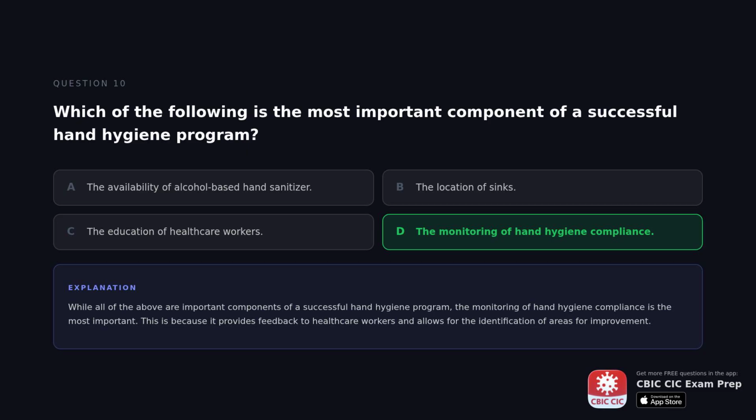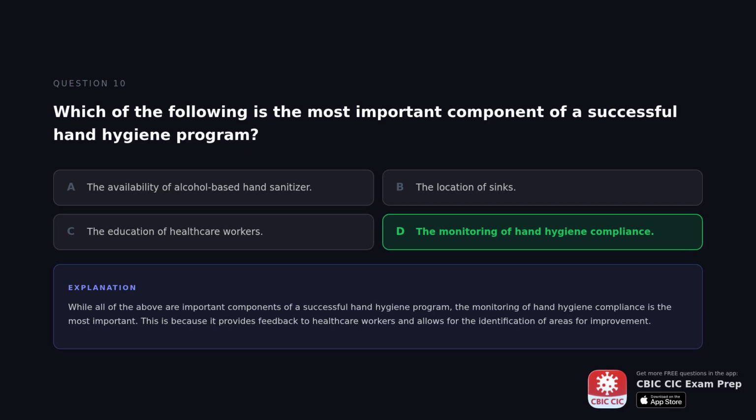The correct answer is, the monitoring of hand hygiene compliance. While all of the above are important components of a successful hand hygiene program, the monitoring of hand hygiene compliance is the most important. This is because it provides feedback to healthcare workers and allows for the identification of areas for improvement.